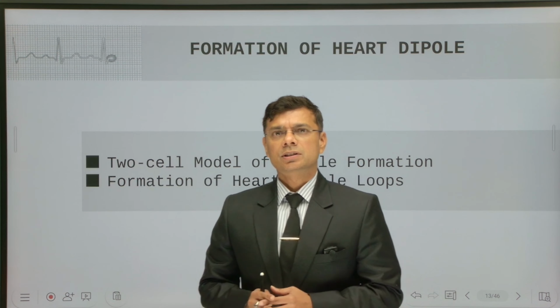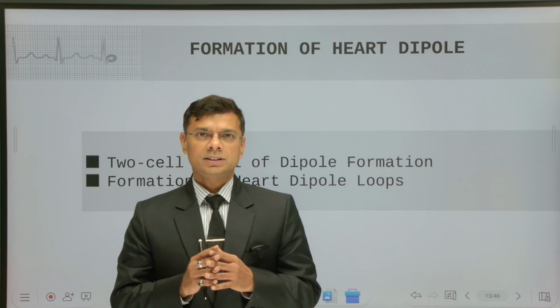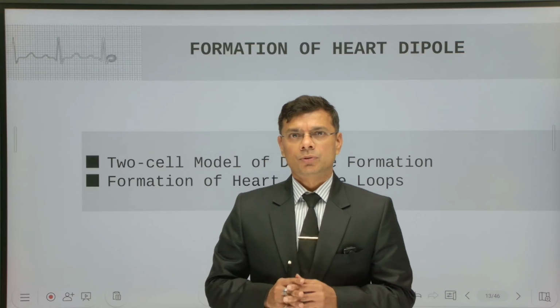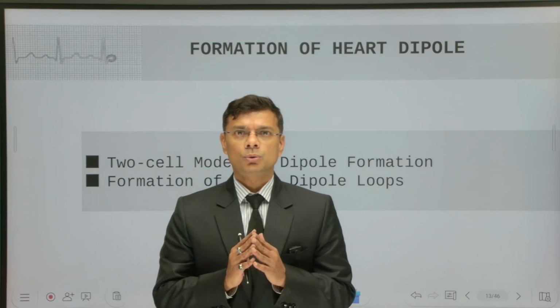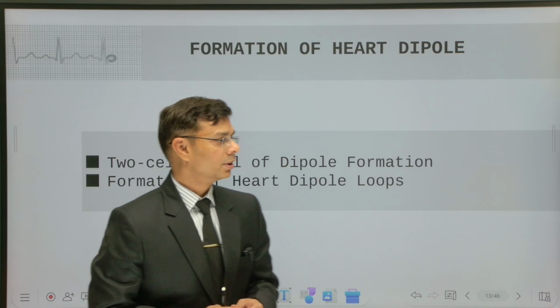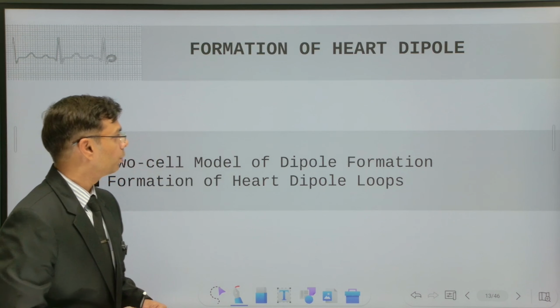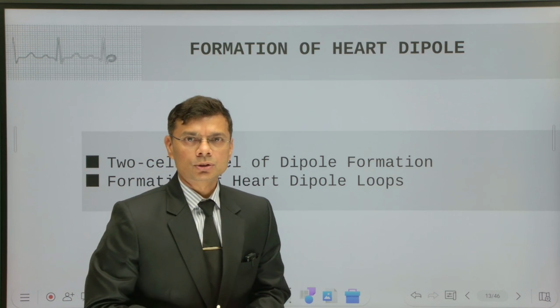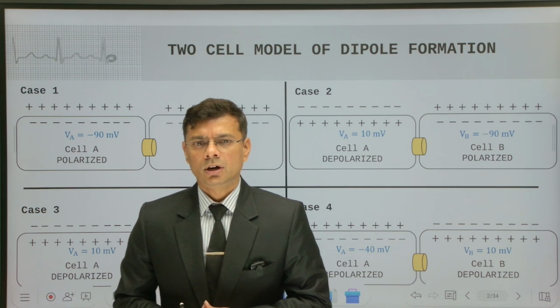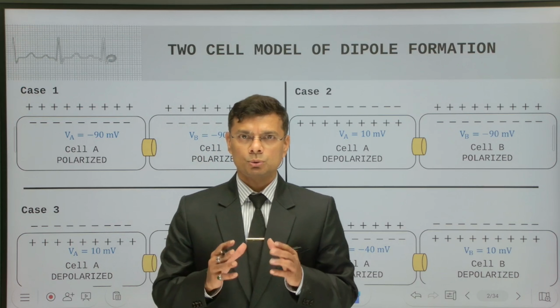Finally, we are at a stage where we can learn how the heart is acting like a dipole. First of all, we will learn this concept from a small two-cell model. After this, we can learn how the heart dipole is formed in the frontal plane and the horizontal or transverse plane. Now try to understand how we can think of a dipole from a two-cell model.